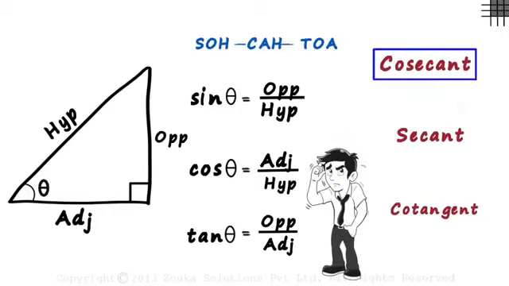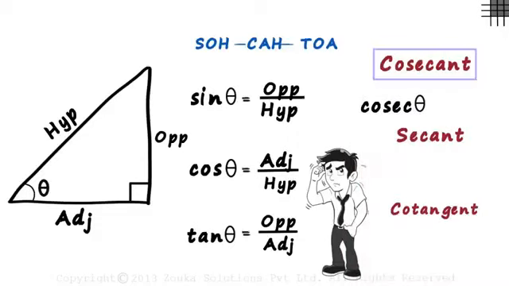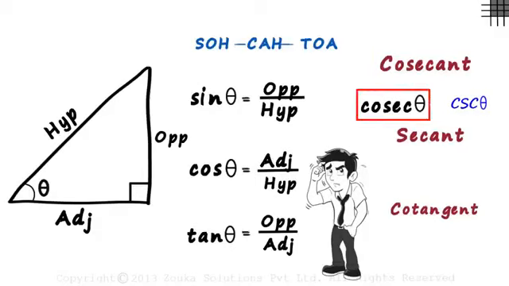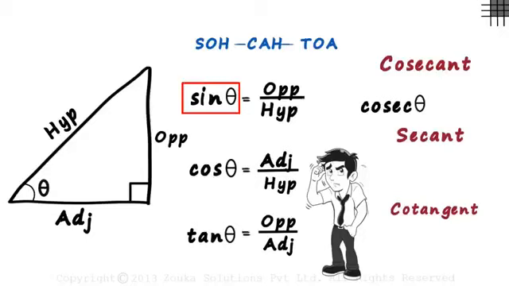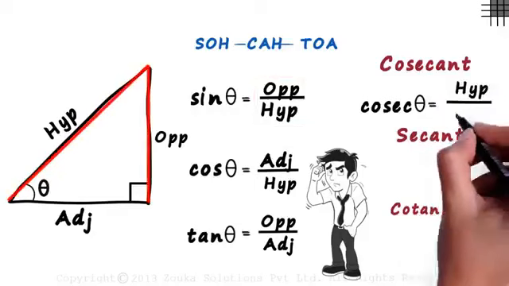Anyway, the cosecant of theta is written as cosec theta. Sometimes it's also written as CSC theta. But we will be using cosec in our videos. The formula is simple. It's the reciprocal of sine theta. Sine theta is opposite by hypotenuse. Cosec theta is hypotenuse by opposite.